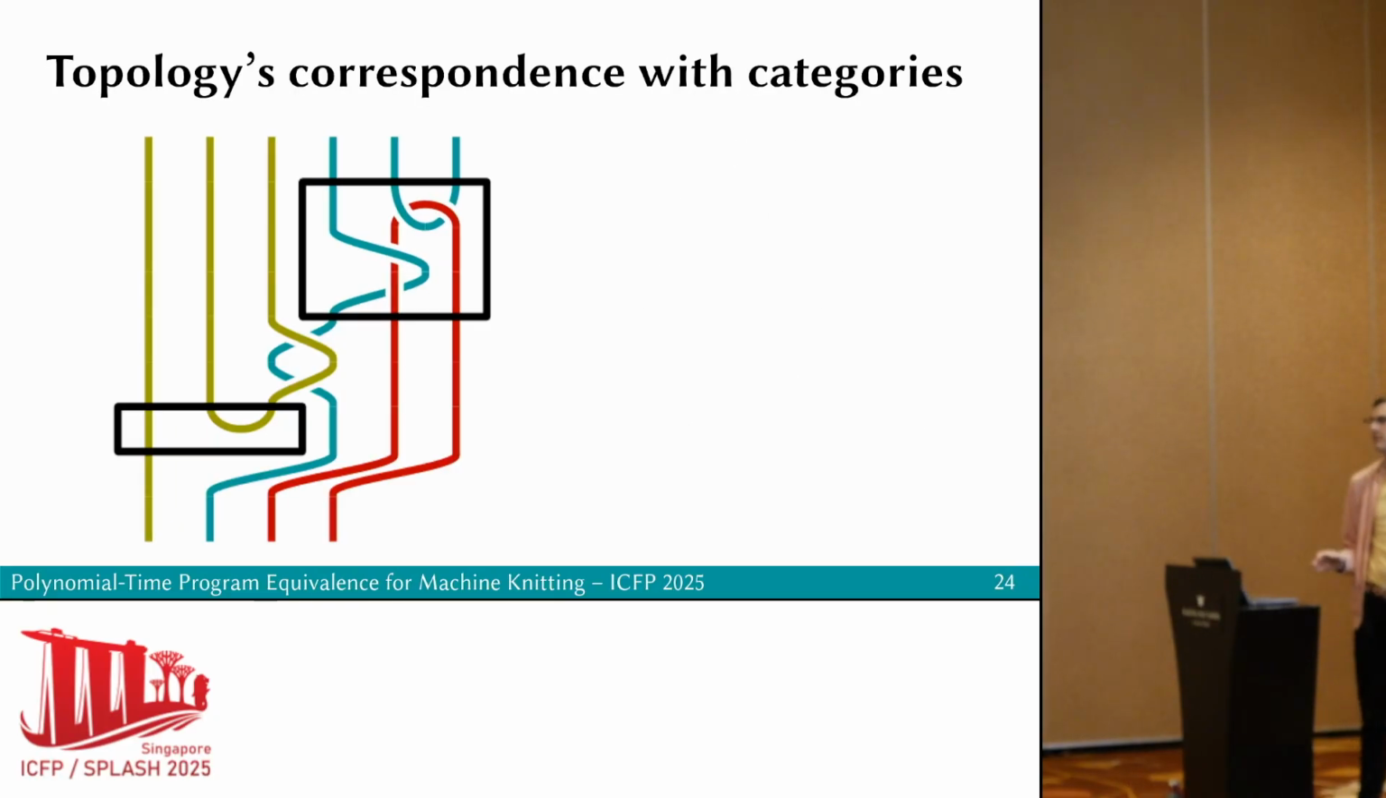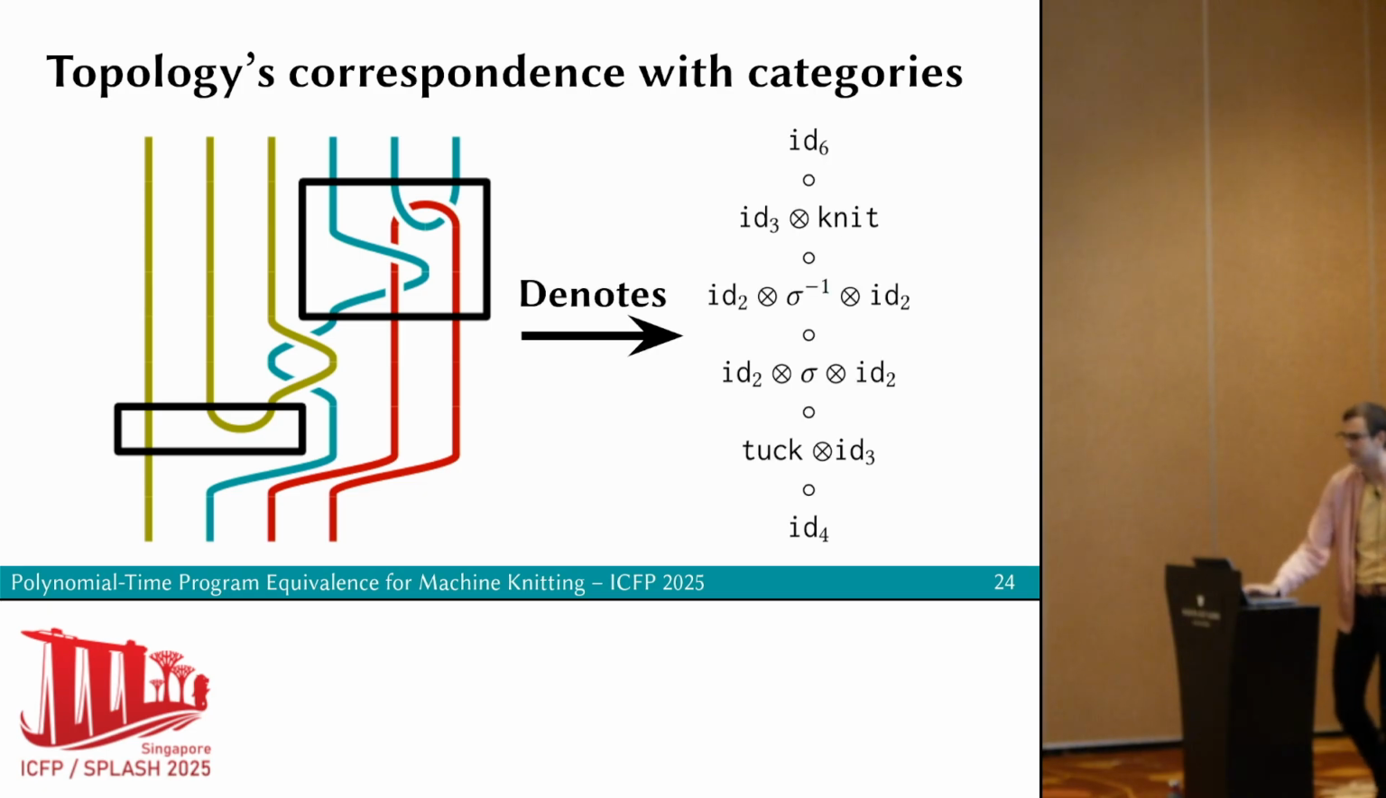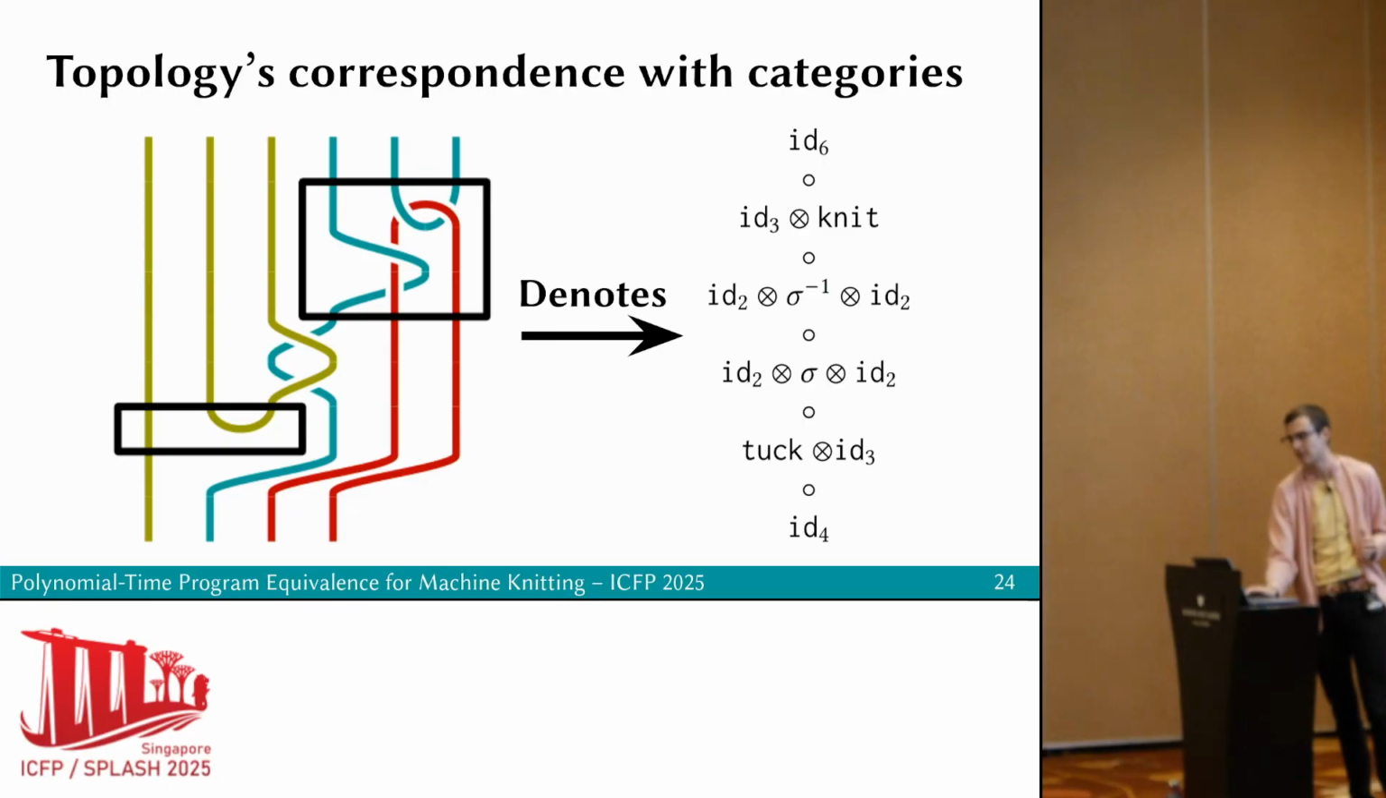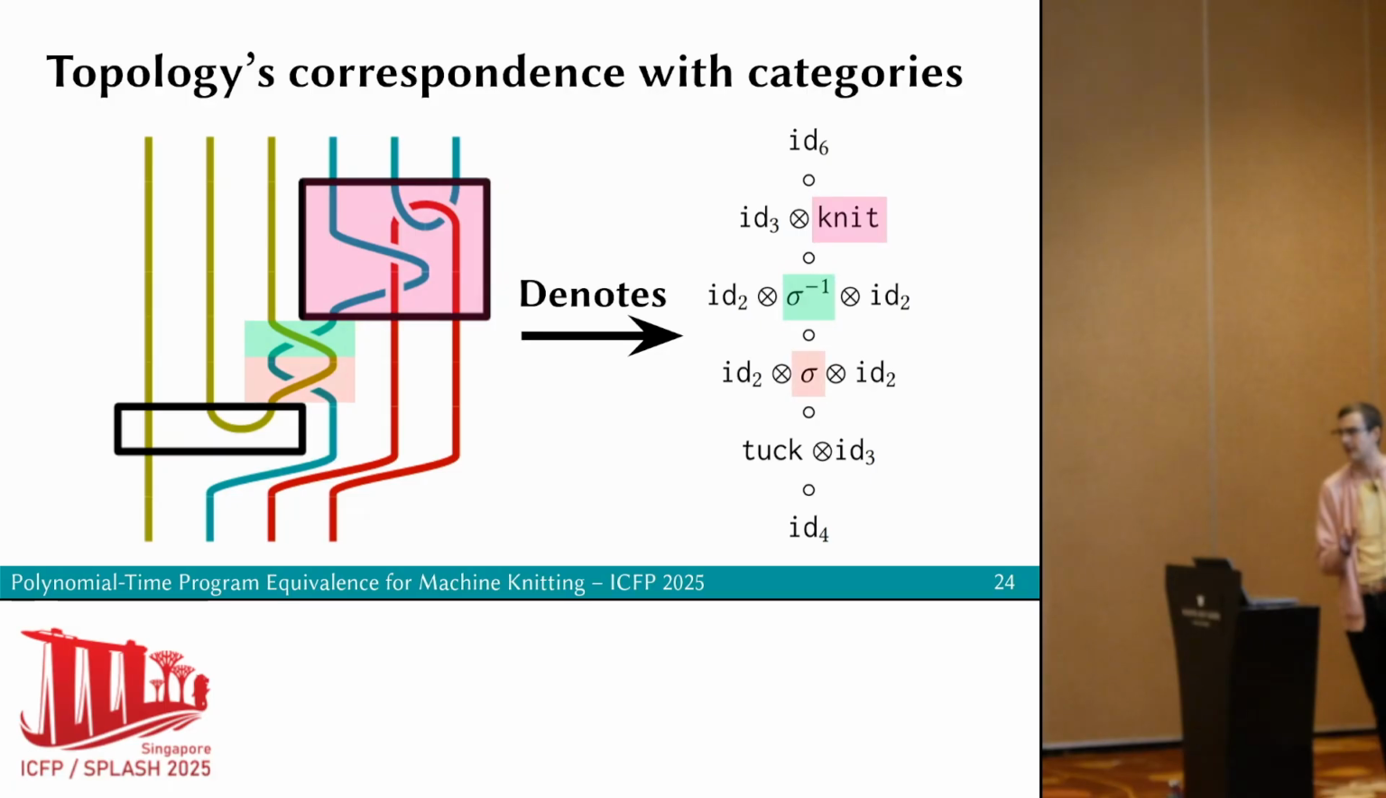So the big takeaway of all this is that each of our string diagrams are actually morphisms in a monoidal category. And every portion of our diagram is a morphism of our category, and these morphisms will tile to form the knitted objects.